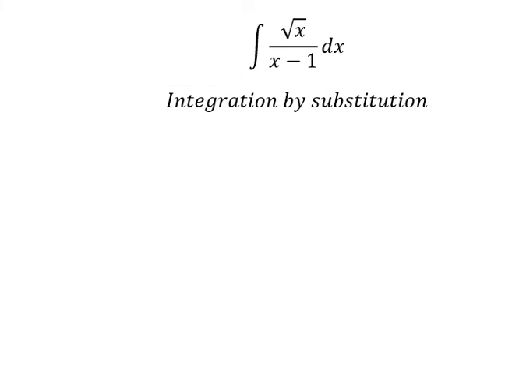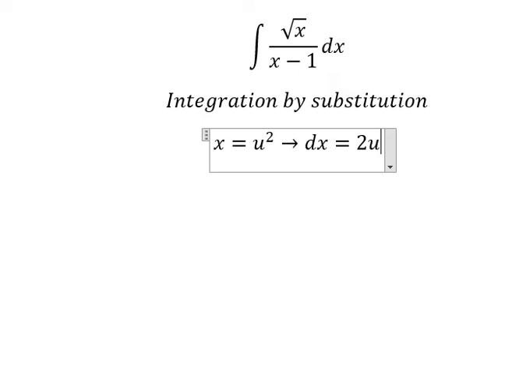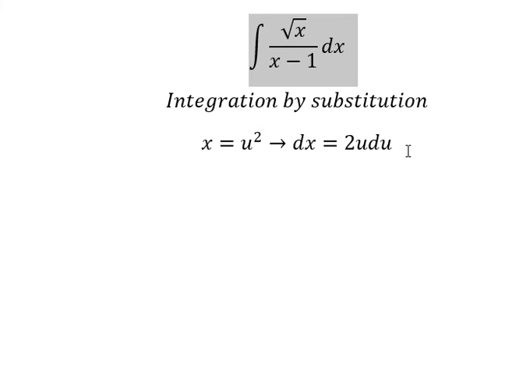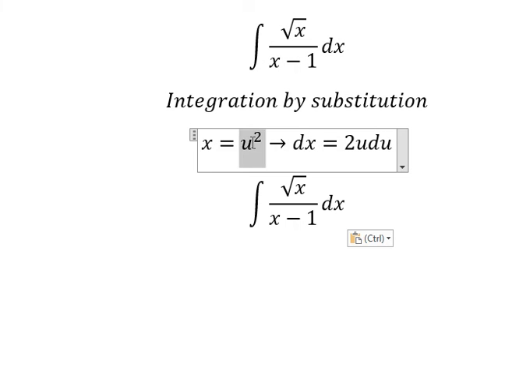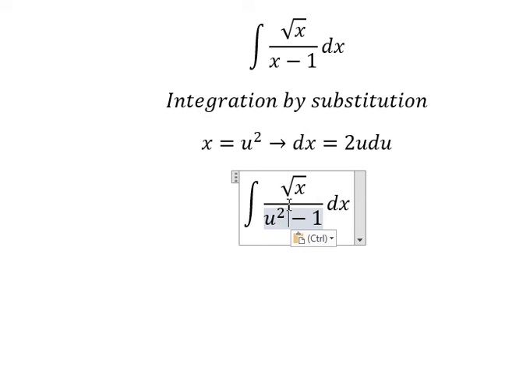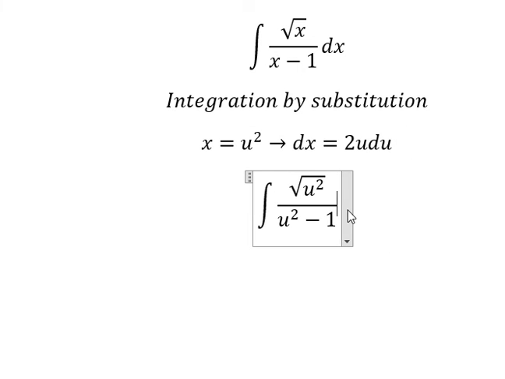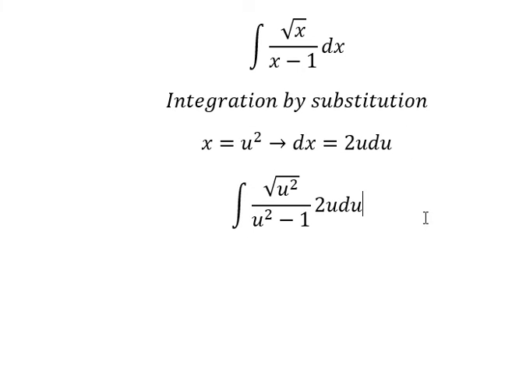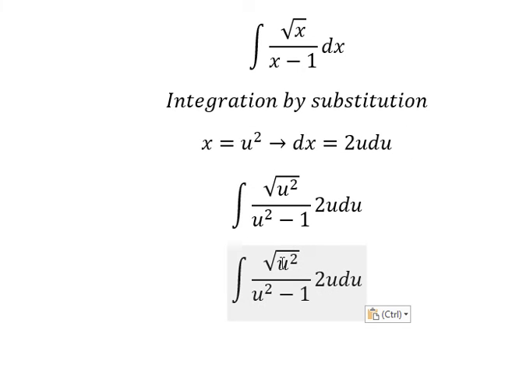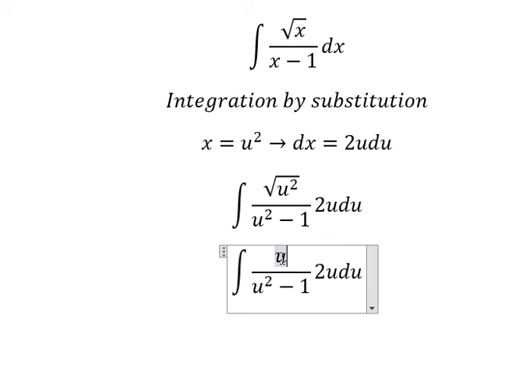So I will put s equals u squared. So if I take the first derivative of both sides, you get 2u du. We put u squared going here and here, because I want to cancel the square root. This one we change by this one. The square root of u squared, you get u.